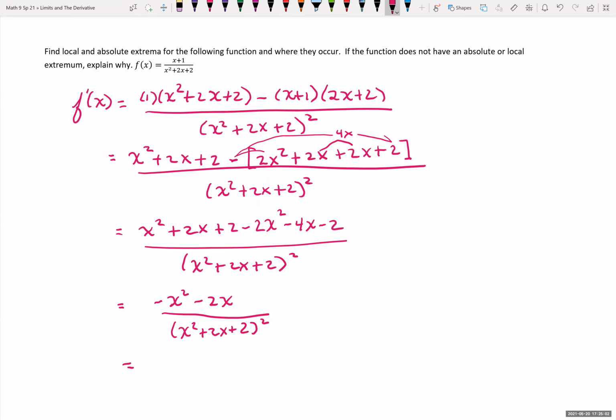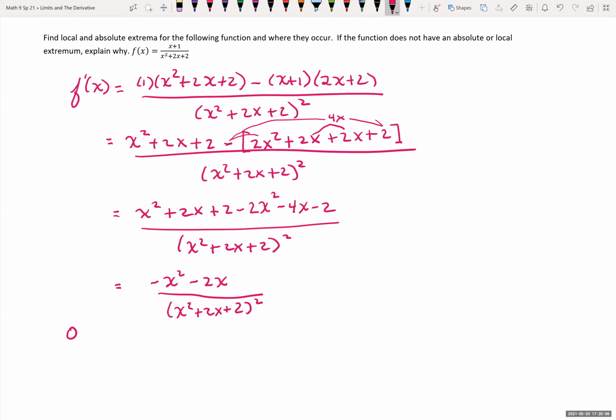So now we want to find out when this is equal to 0 and where it's undefined. And so setting the numerator equal to 0, let's factor out a negative x from each of those terms. So if I pull out a negative x from negative x squared, I will be left with a single x. If I pull a negative x out of a negative 2x, I'm left with a plus 2. All over our denominator squared.